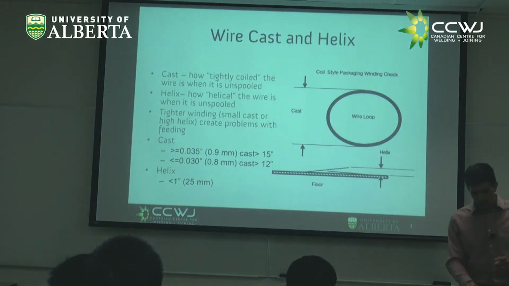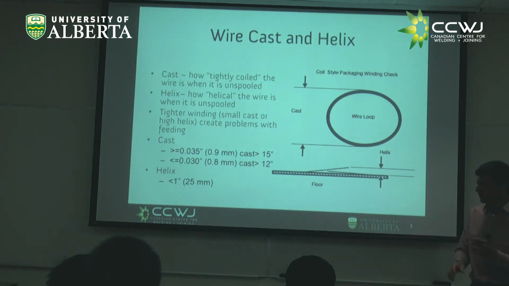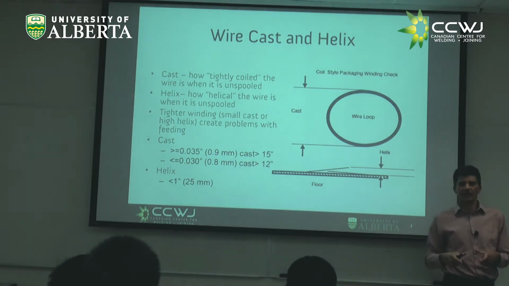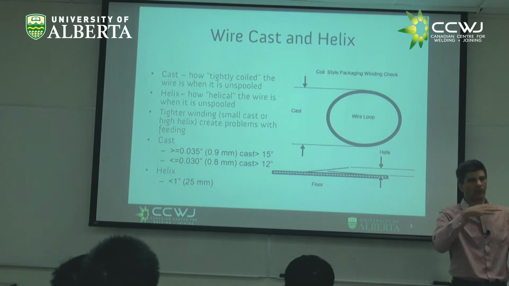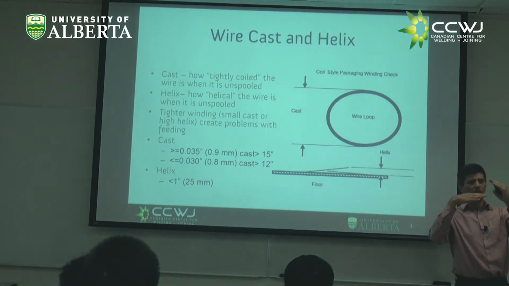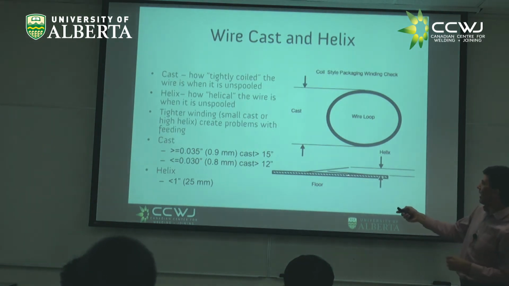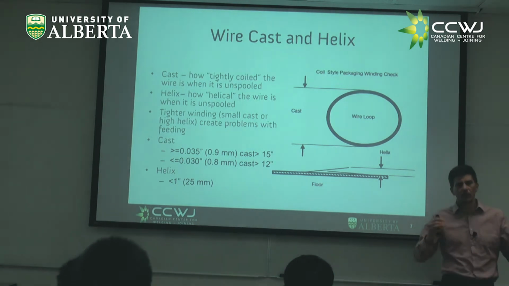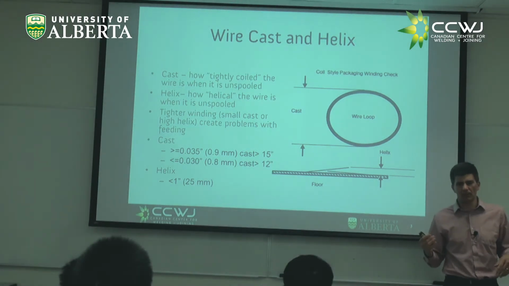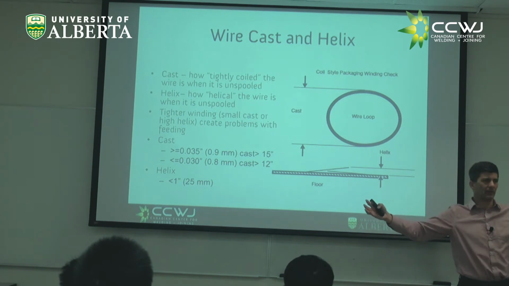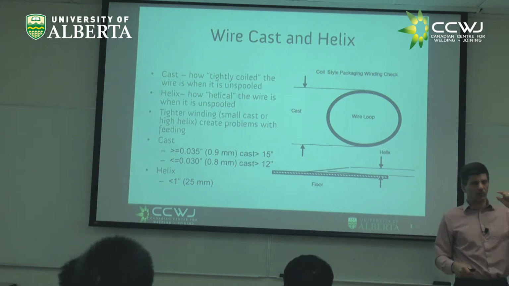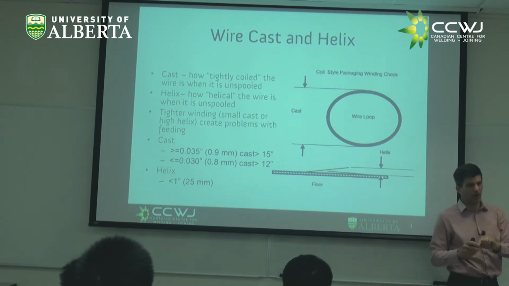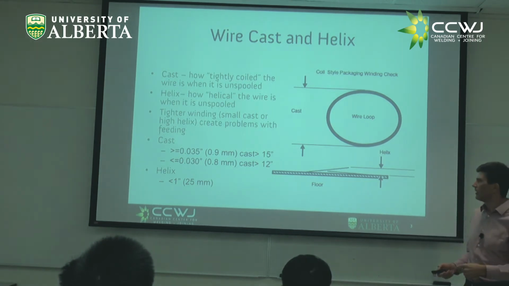If you were to take one loop of wire and put it on the floor, it's going to make kind of a circle. That's called a cast, the diameter of that circle. And if you look at it from the side, it's not going to be flat. It's going to end up a little bit with a difference of height. That is called a helix. And of course, people say, well, your cast should be very big, right? Because straight wire would be an infinite diameter. And your helix should be very small because straight wire would not be making a spiral, right?